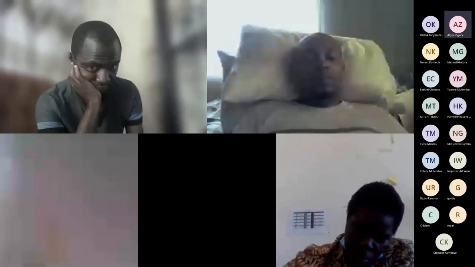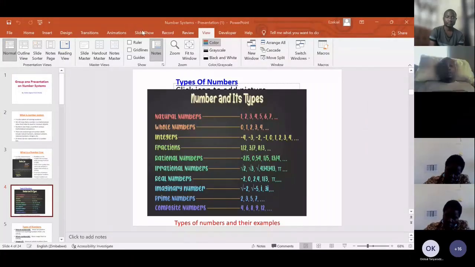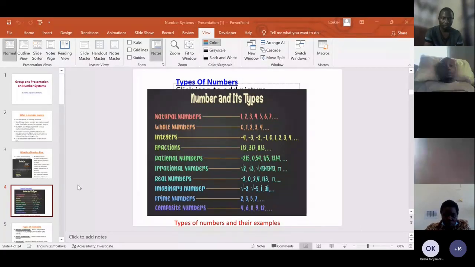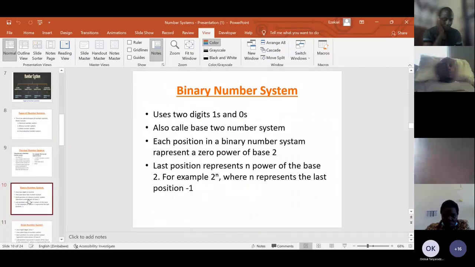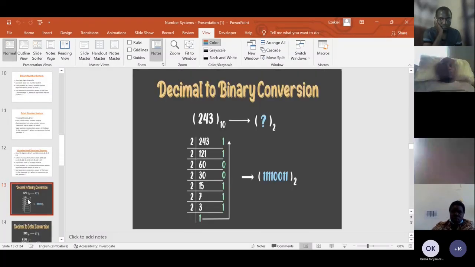Okay, let me go to step number 3. The quotient obtained from the division will become the next dividend and will be divided by base 2 again. If you look at the example there, we divided 243 by 2 and we get the quotient of 121 and the remainder of 1. The remainder there is the least significant digit of the new number, and we divide 121 by 2 again. We get 60, remainder 1.